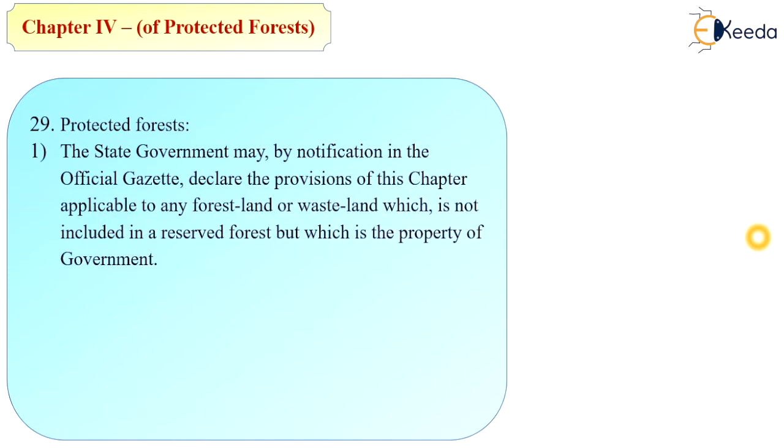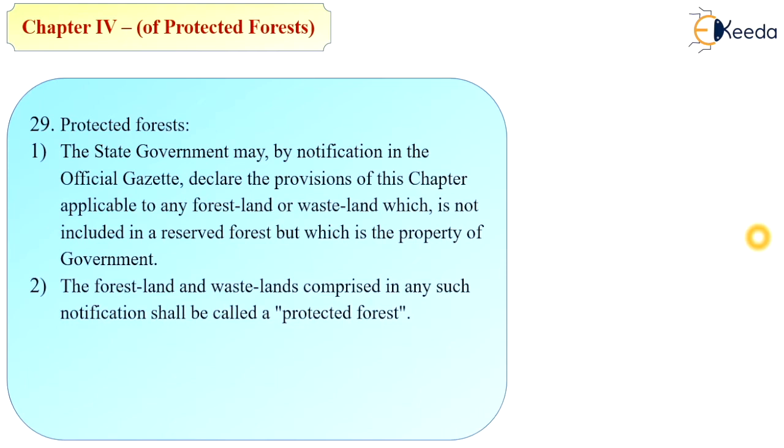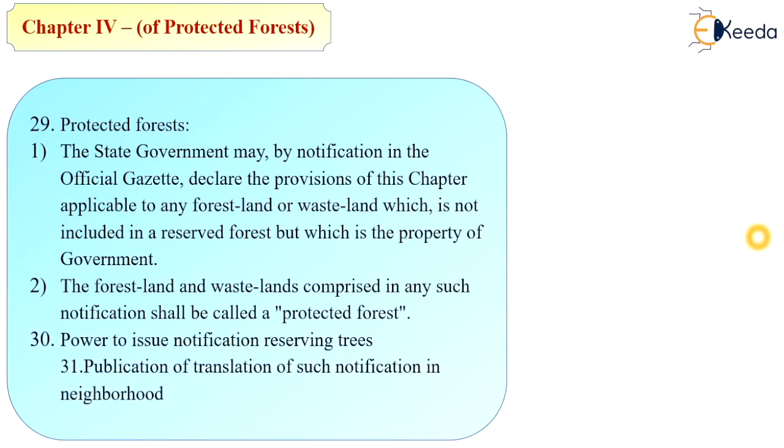Next is chapter 4, which is related to the protected forest. How does it differ from the reserve and village forest? Protected forest means the state government may, by notification in the official gazette, declare the provisions of this chapter applicable to any forest land or waste land which is not included in reserve forest but which is the property of government. The forest land and waste land comprised in any such notification shall be called a protected forest, which is different from the reserve forest or which is not considered under the category of reserve forest.